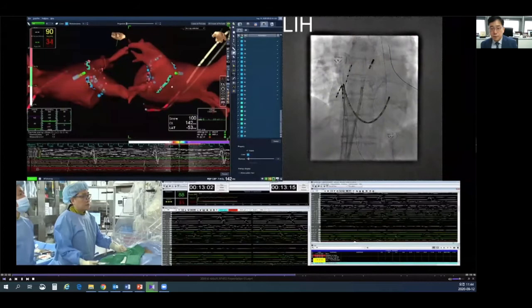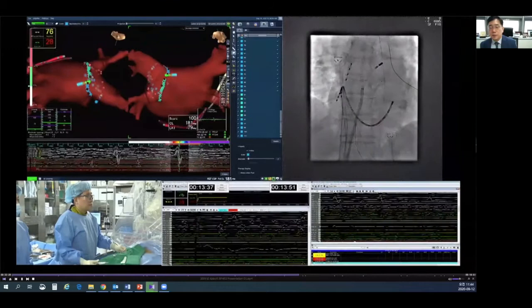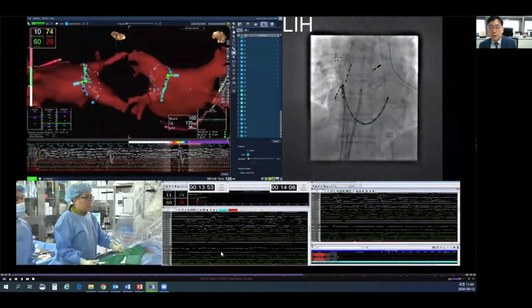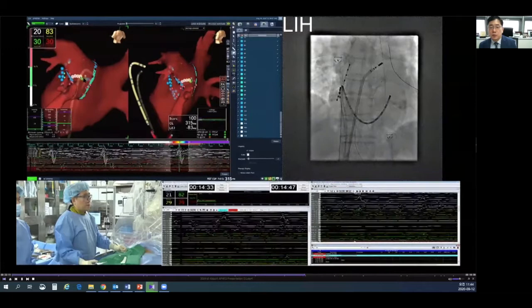And finish up the left side of PVI antral ablation. Then I generally give the carina line with 30 watt, very short duration. If there is no potential, I move just to checking the PV potential.